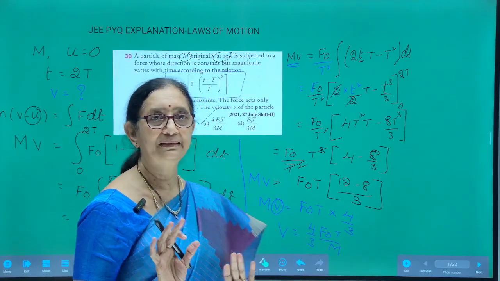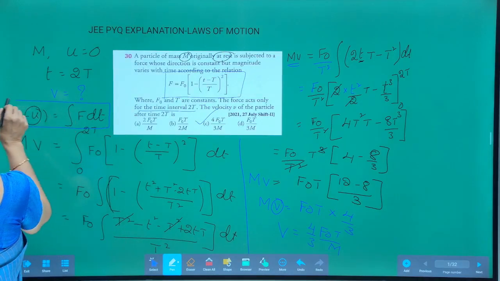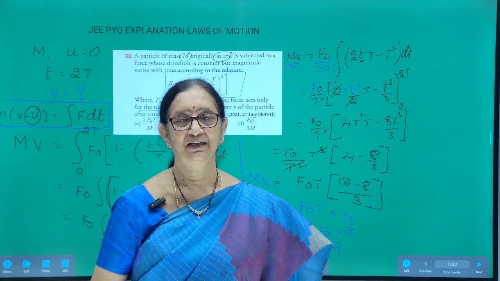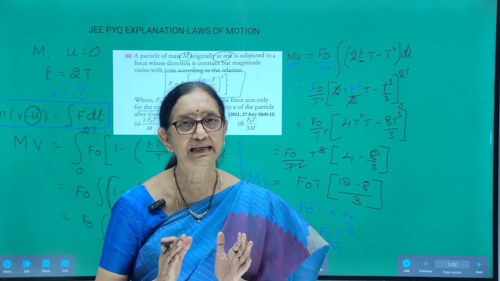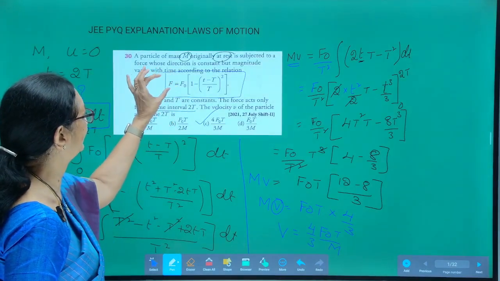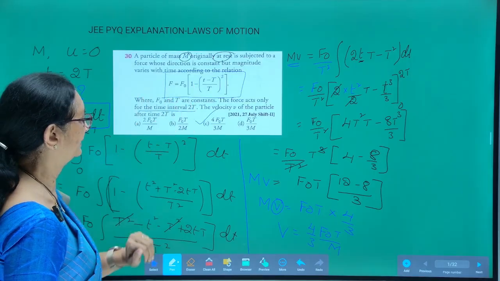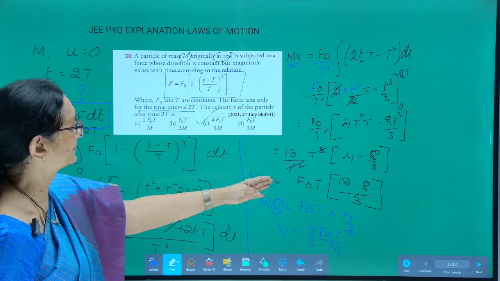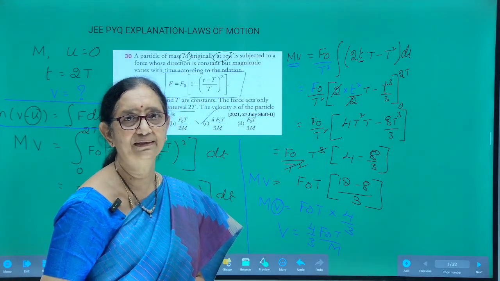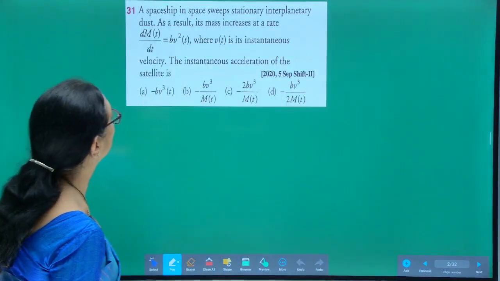So here the main concept is, in case of variable force, impulse is integral F dt, right? Impulse is m into v minus u. We have just integrated the given force with respect to time, and on substituting the limit, if you substitute the lower limit, you just get 0. So we have just substituted the upper limit. Okay? Now look into the next problem.